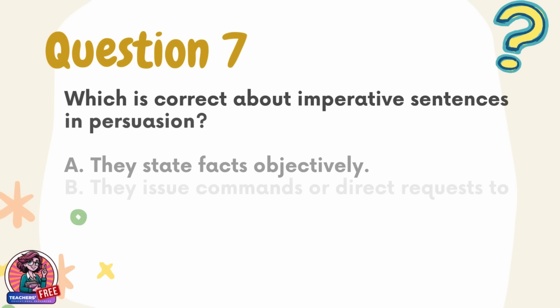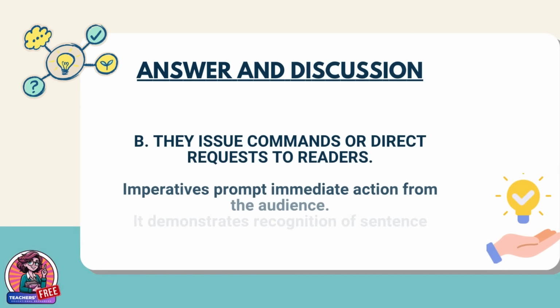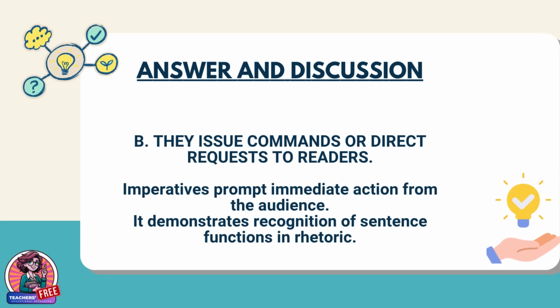Question 7. Which is correct about imperative sentences in persuasion? A. They state facts objectively. B. They issue commands or direct requests to readers. C. They ask questions for clarification. Answer. B. They issue commands or direct requests to readers. Imperatives prompt immediate action from the audience. It demonstrates recognition of sentence functions in rhetoric.